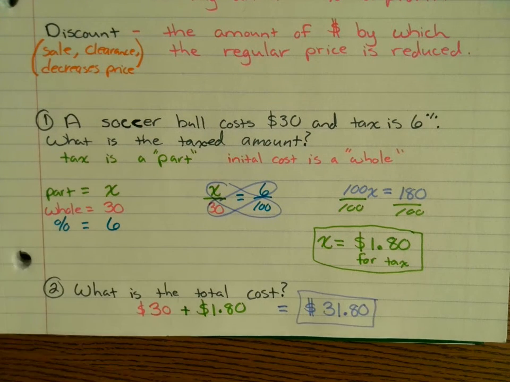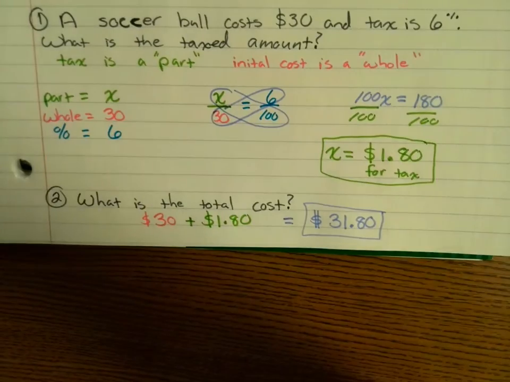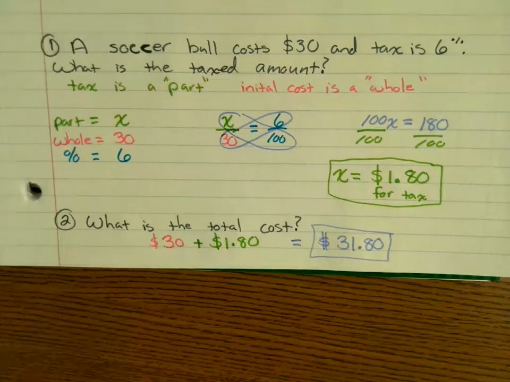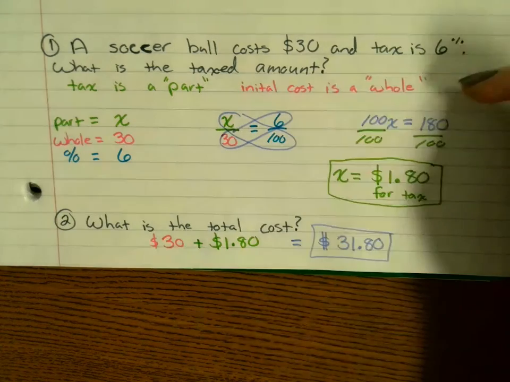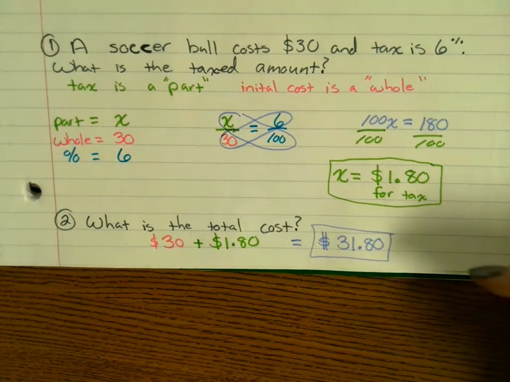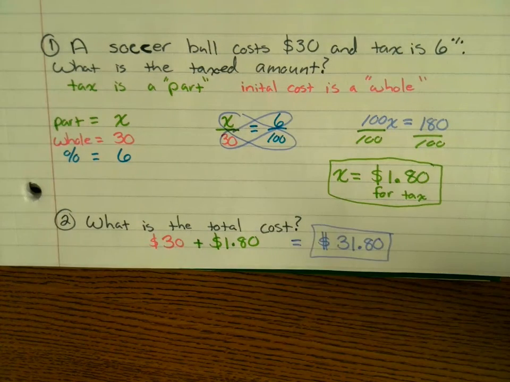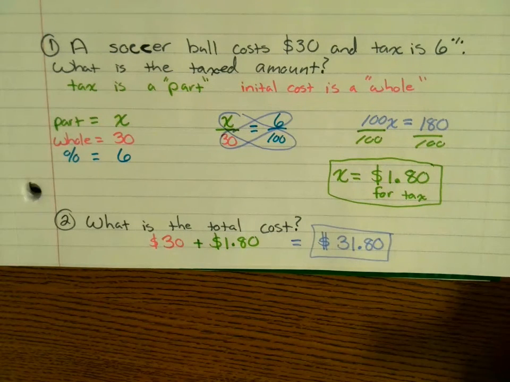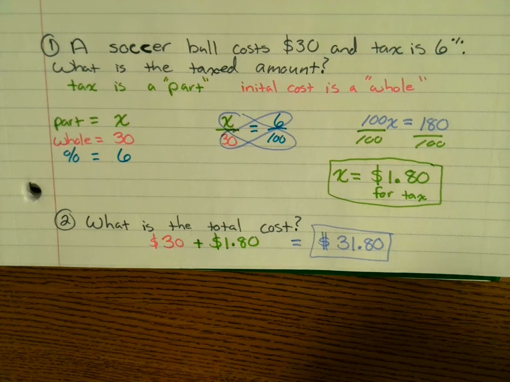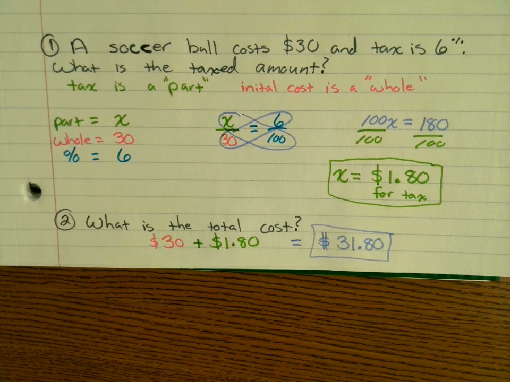So it's very important that you know how to distinguish between whether they want the taxed amount or whether they want the total cost. Do they want the tip amount or do they want the total amount you're paying? Do they want the discount or do they want the new sale price? Okay, so you need to make sure you're paying close attention to the question that's being asked. Go ahead and take a few moments to write that down and then switch on over to the next page in your notebook.